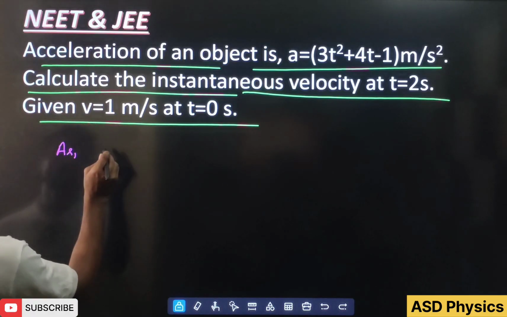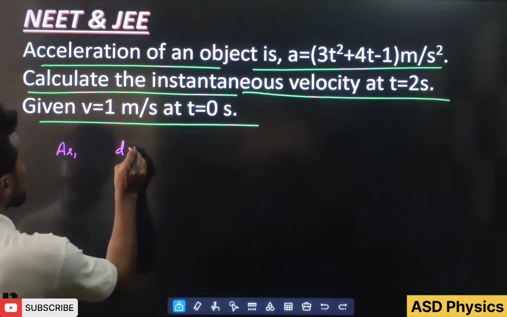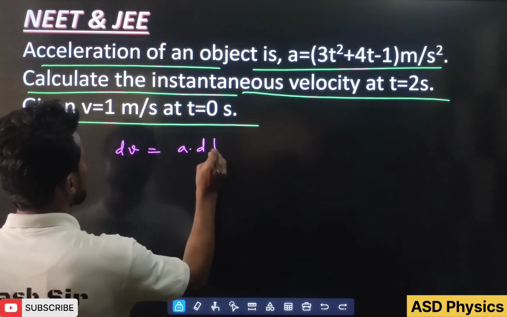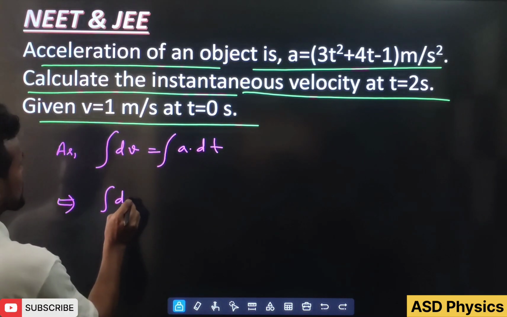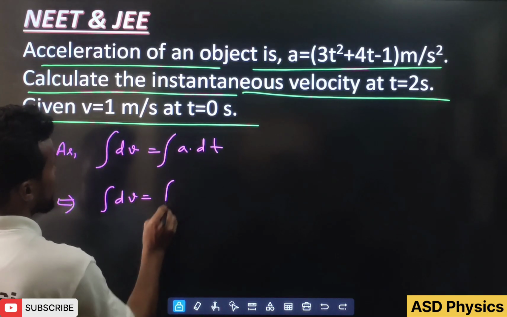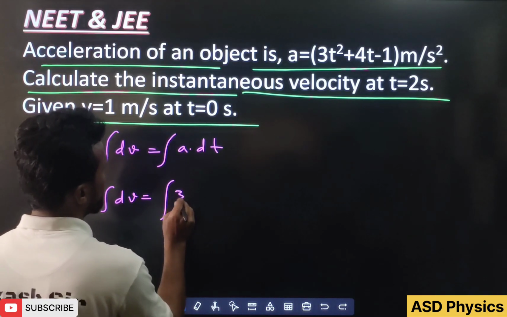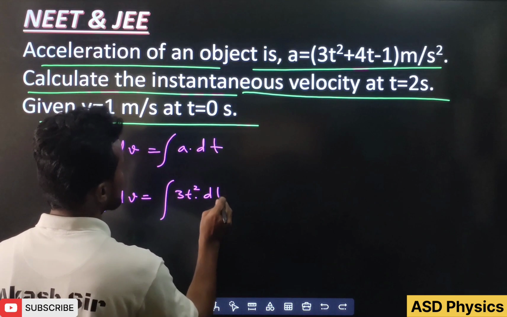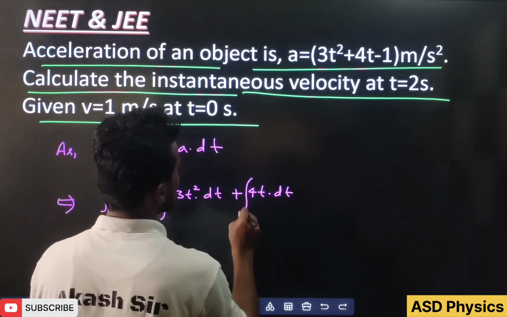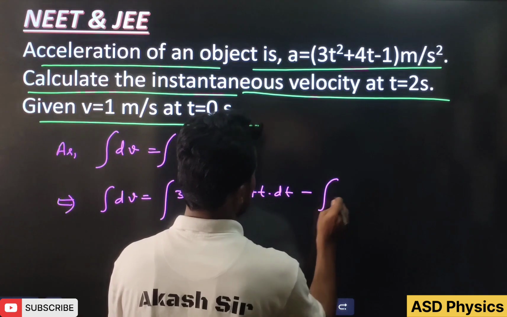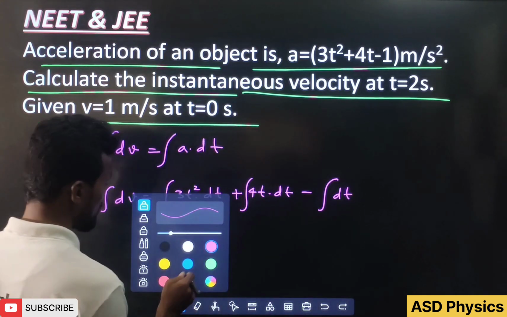Now what we have to do here is write dv equal to a dt. So this dv is equal to, put the value of a, 3t² dt, before also we have done that, plus 4t dt and minus dt. I hope you are getting it very well.